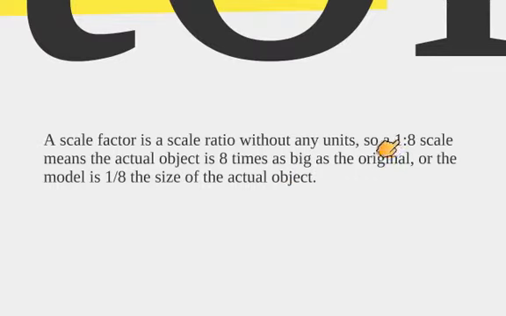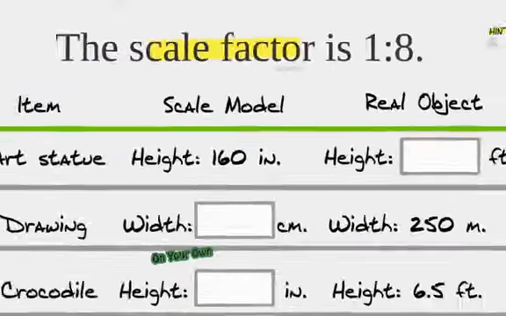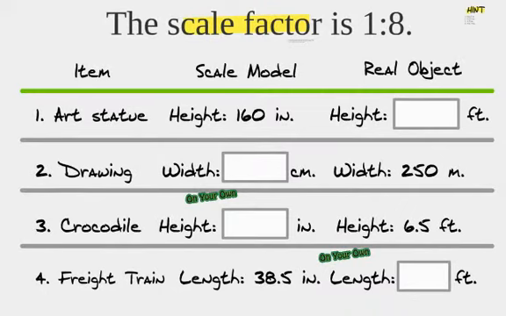Okay? If you think about it, 1/8, well, what's this as a fraction? 1 over 8. How do you go from 8 to 1? Divide by 8. How do you go from 1 to 8? Times 8. So this tells us how big or how small to make the model or how to get to the original object. So let's do that. Our scale factor here is a factor of 1 to 8.